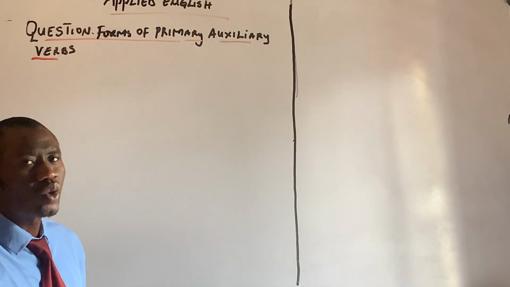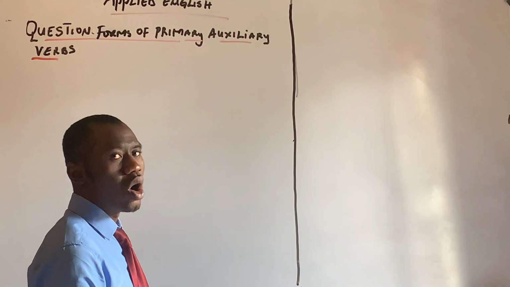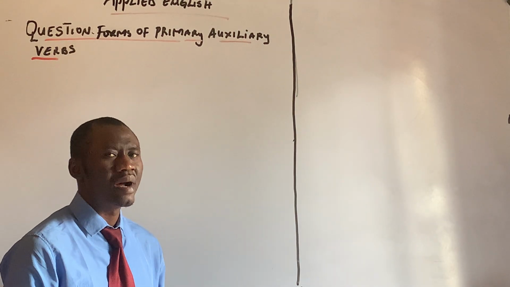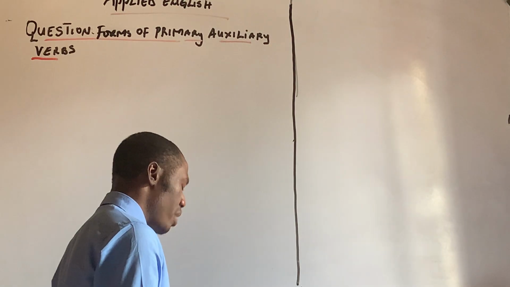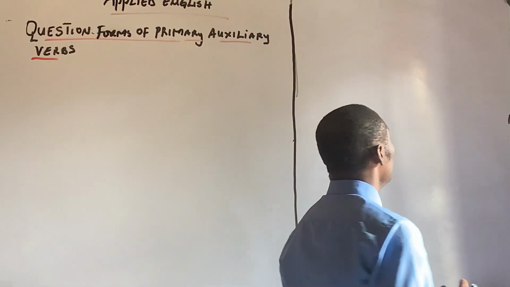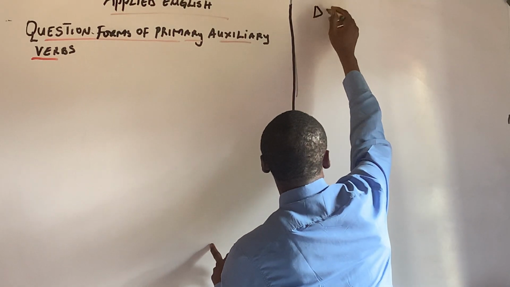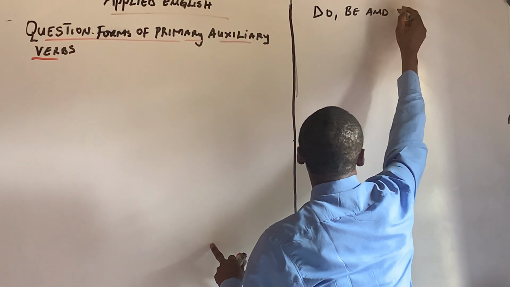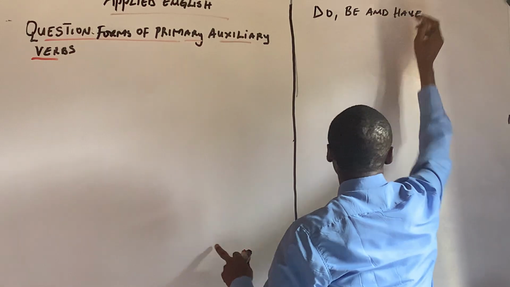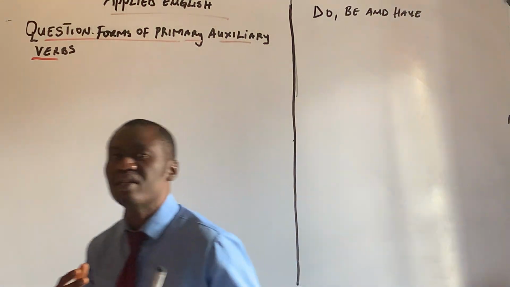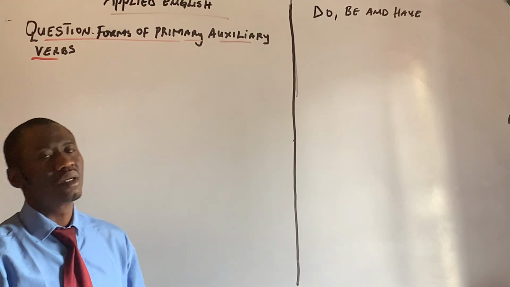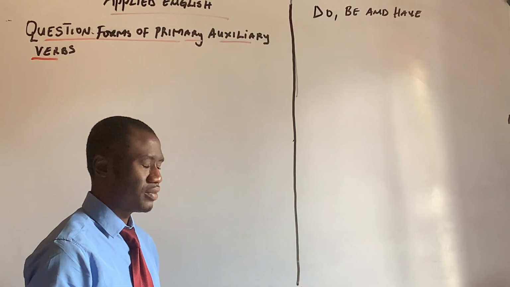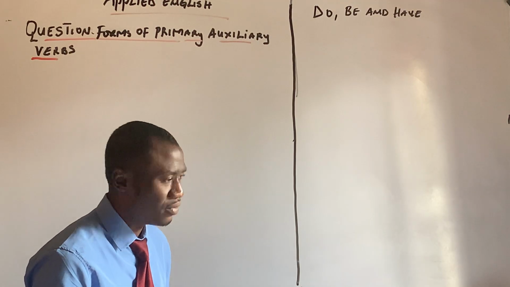In today's class, we'll be looking at question forms of the primary auxiliary verb. The primary auxiliary verbs we'll be looking at today are the verb do, the verb be, and the verb have. So we're looking at the question form of these three verbs, which are known as the primary auxiliary verbs. The verb do, the verb be, the verb have. Some might say be, do, have.